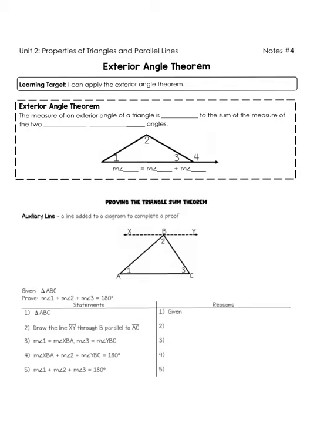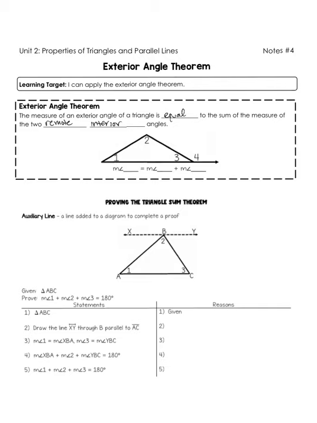The measure of an exterior angle of a triangle is equal to the sum of the measures of the two remote interior angles.